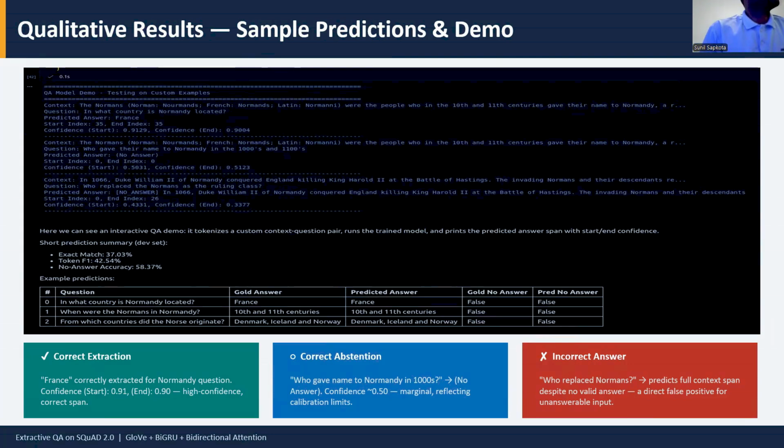Here is the sample output prediction and the demo. In the code, I have taken three examples from three rows. The first one is from row 0, the second is from row 4, meaning the fifth row, and the last one is the 100th row. You can see the answers and their confidence. The first answer is France, with 91% confidence.